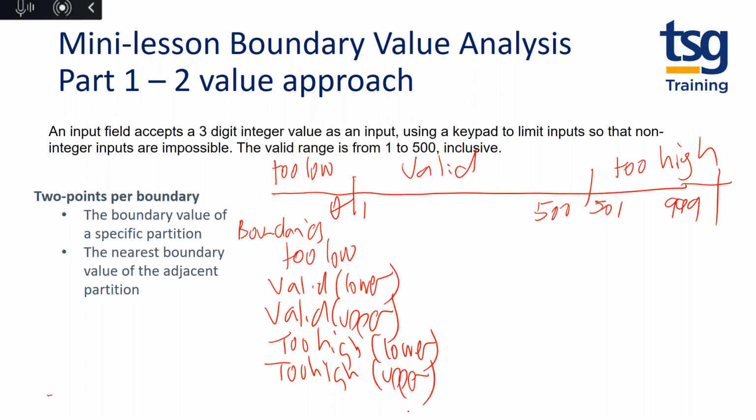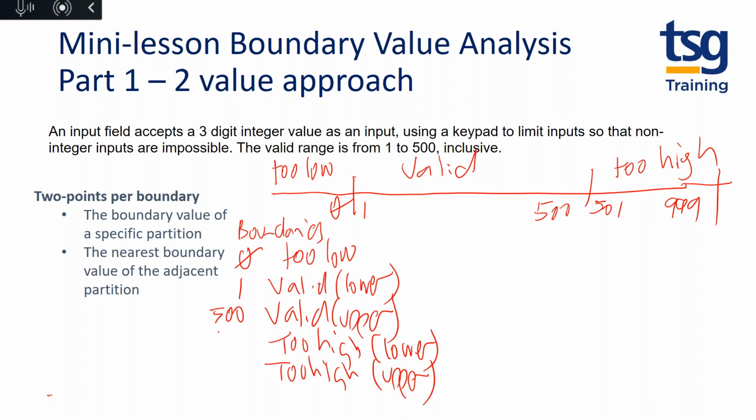upper. Now, if it sounds like I'm being far more precise than you've seen in the past, this is because of what I'm going to do with the technique next. So I'm now going to write on the left-hand side of my little scribble table what those boundaries were. So for too low, the boundary is 0. For lower, for the valid partition, then the lower boundary is 1. And for the upper boundary is 500.